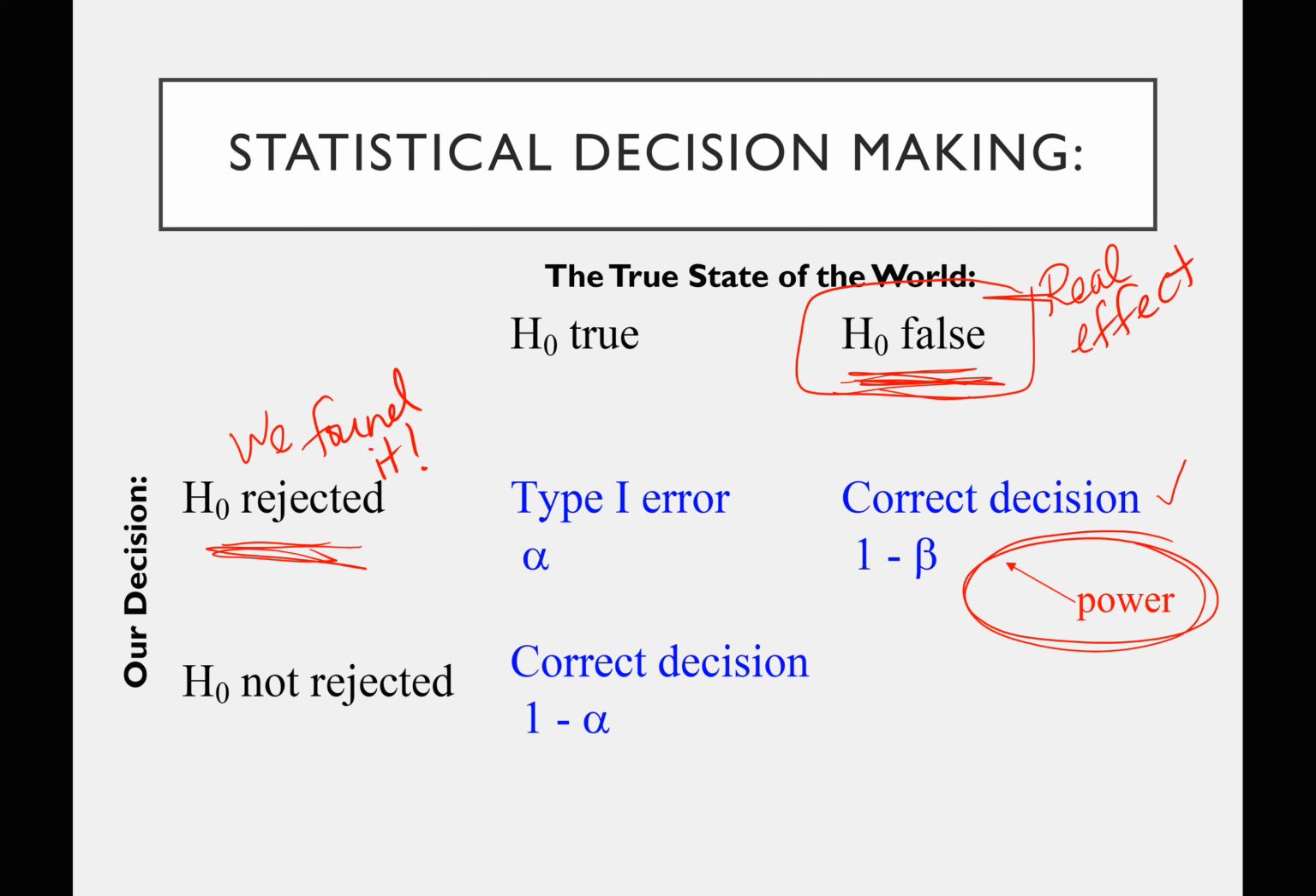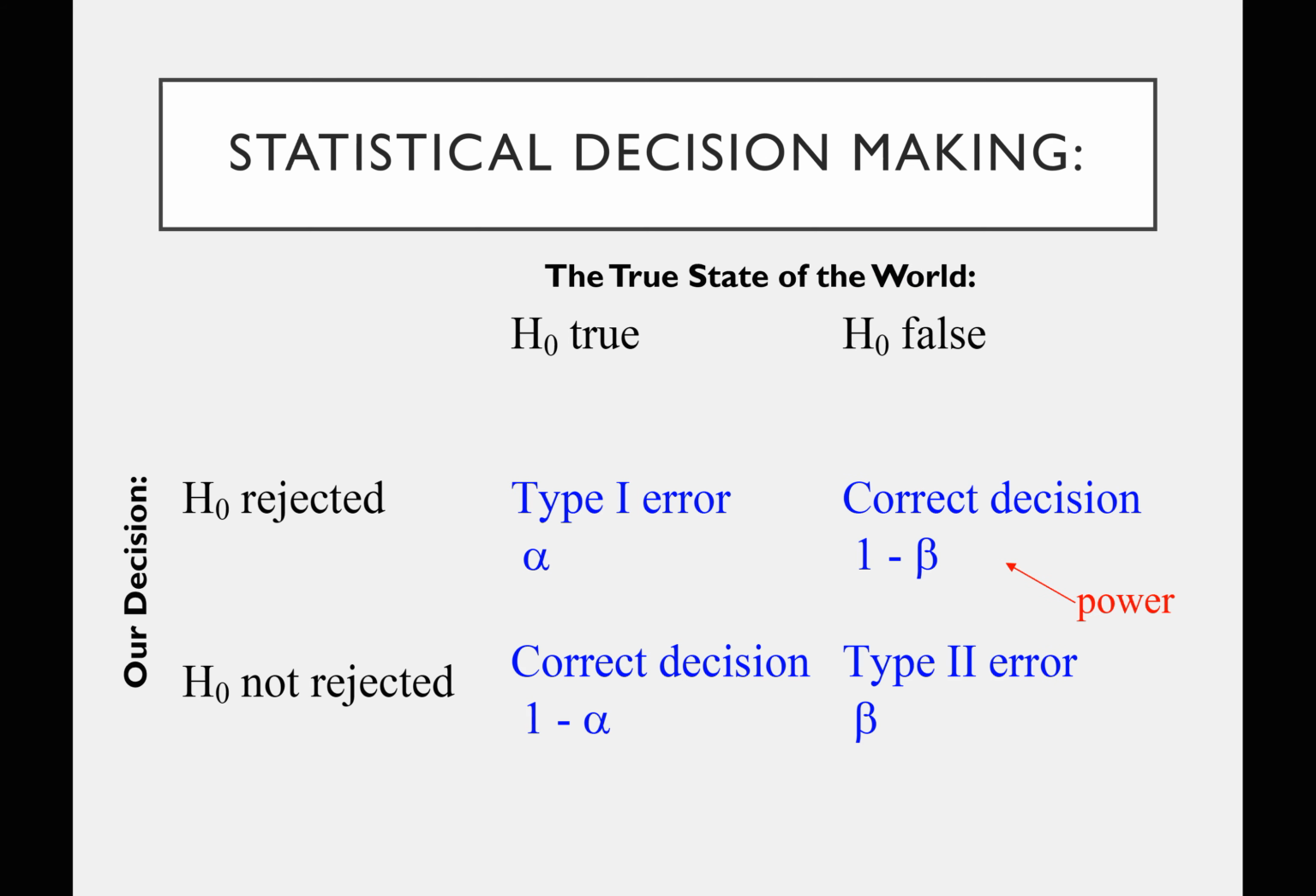Sorry, technical difficulties. So this is a good thing. Power is a good thing. It means there's a real effect out there in the real world and we found it. Right on. Correct decision. Now, just because there is a real effect doesn't mean we're going to detect it every time. It could be the case that we miss the effect, right?